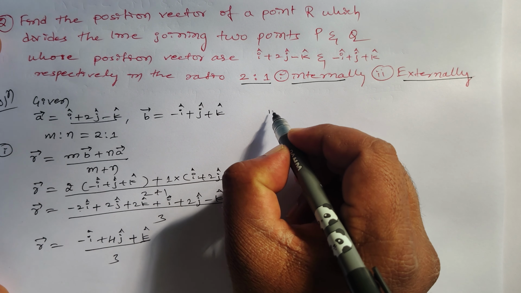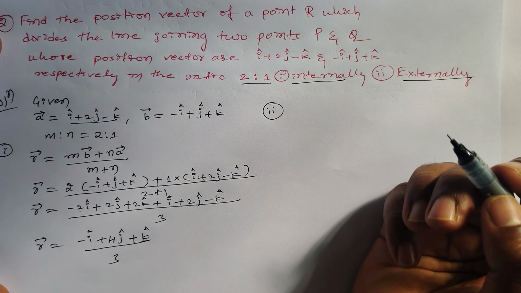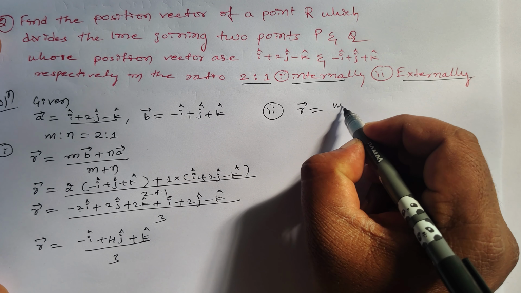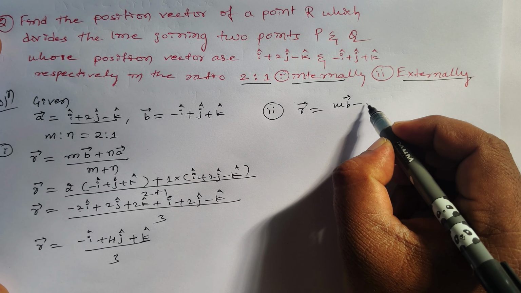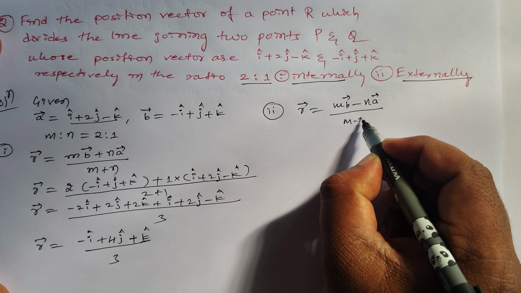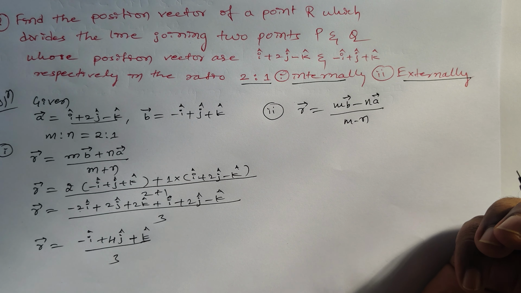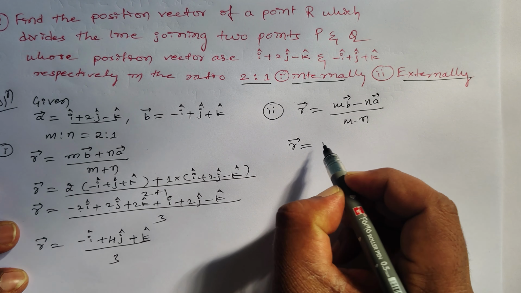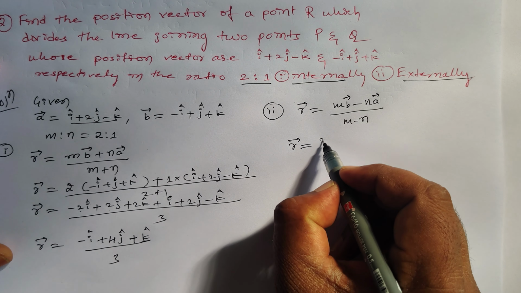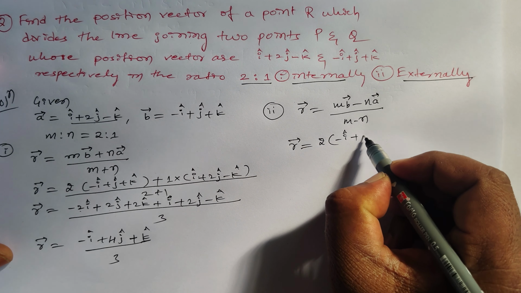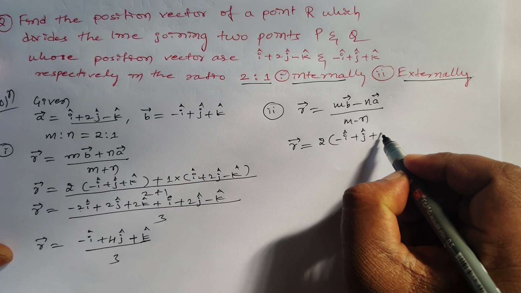Second one, external. What is the formula? Write the formula. r vector is equal to m b vector minus n a vector divided by m minus n. Just minus. Write it. r vector equals, what is m? m is 2. 2 into b vector is minus i cap plus j cap plus k cap.